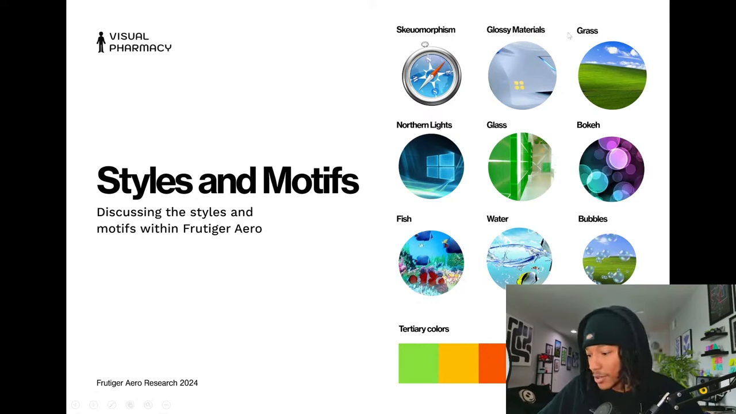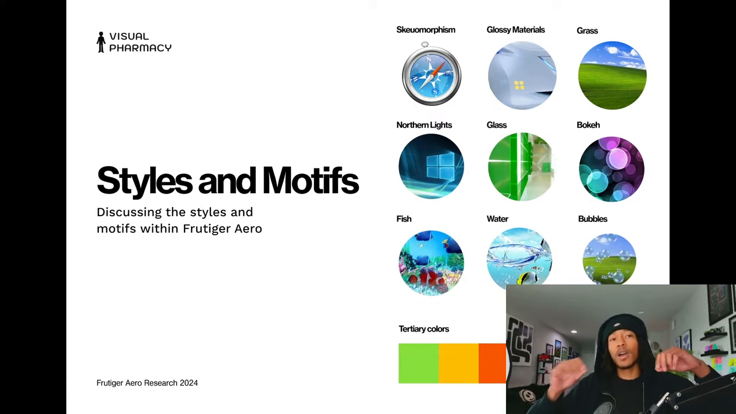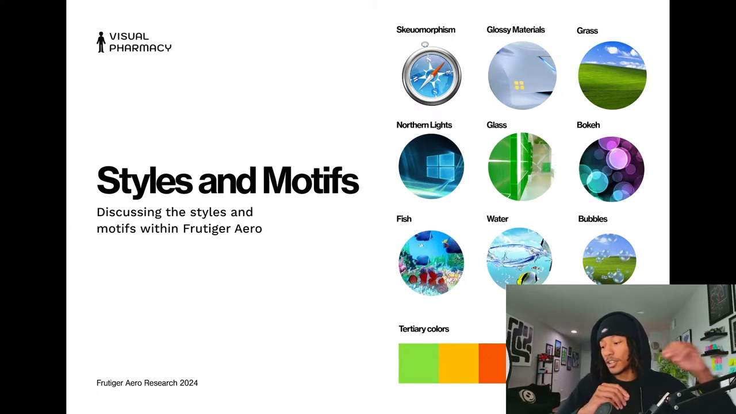Glossy materials, glass, grass, kind of northern lights. There's a fancier term that they were using when I was doing my research to describe this, called aurora something, but I'm just gonna call it northern lights. You know what I'm saying? But glass, bokeh effects. You see a lot of fish, a lot of water, a lot of bubbles, and then you've got tertiary color palettes, which is what you get when you combine, I believe, primary colors and your secondary colors. You get a tertiary color palette.